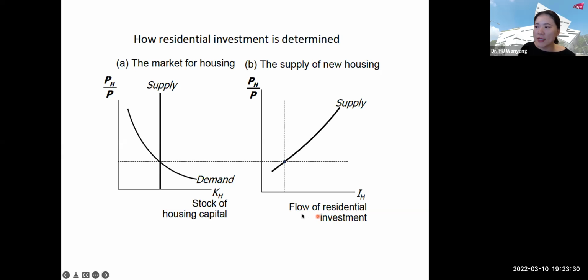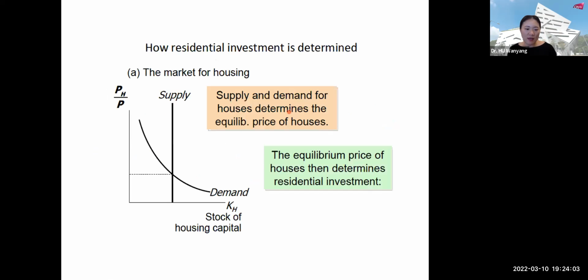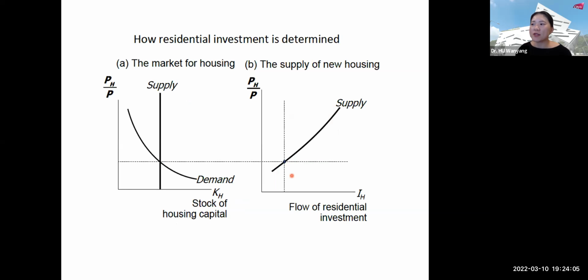So here, on the horizontal axis, this is the flow of residential investment. Put in plain English, this is the supply of new housing, but we have used a more financial terminology, the flow of residential investment. This curve has an upward slope. As mentioned at the very beginning, new residential investment depends on the relative price of housing, and they have a positive relationship. So we have an upward slope.